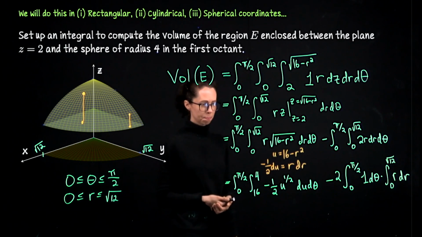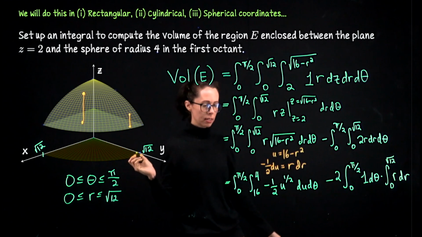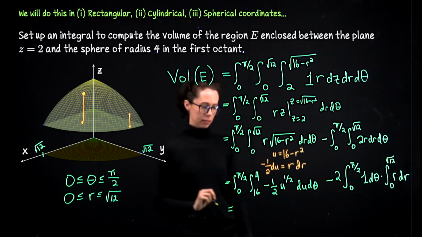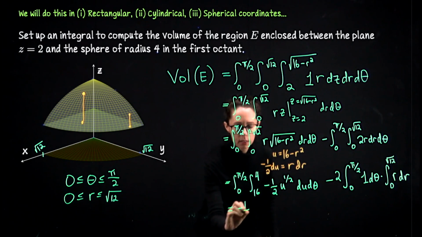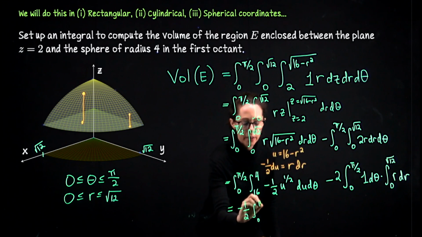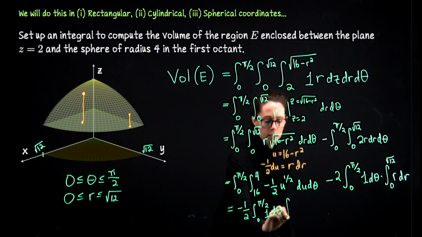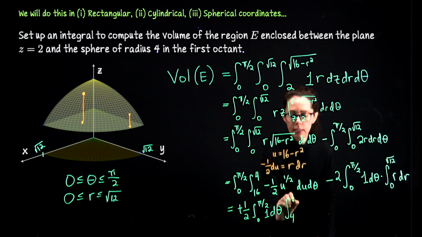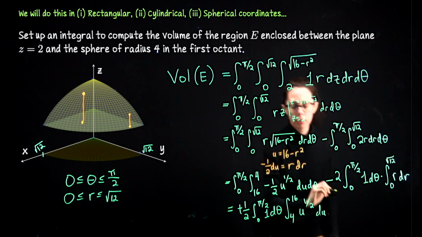Okay, I'm almost out of room, but I think I can do one more line here. And I'm going to do that here as well. I'll do a lot here. I'm going to pull the negative 1/2 out front, 0 to pi over 2, 1 d theta. And let me flip my bounds, throw a plus sign there, 4 to 16, u to the 1/2 du.